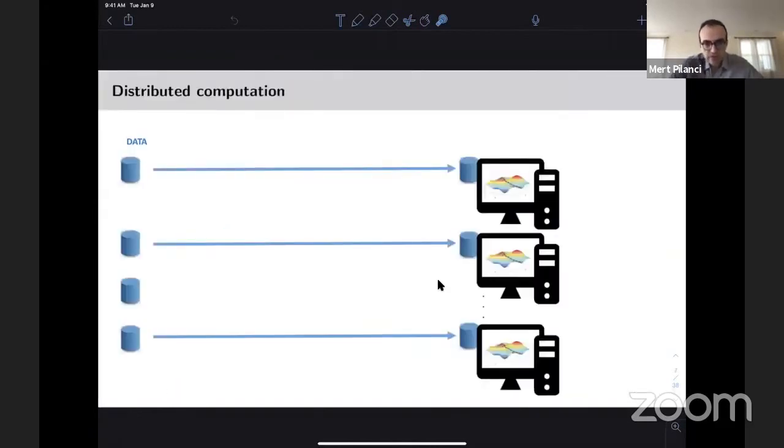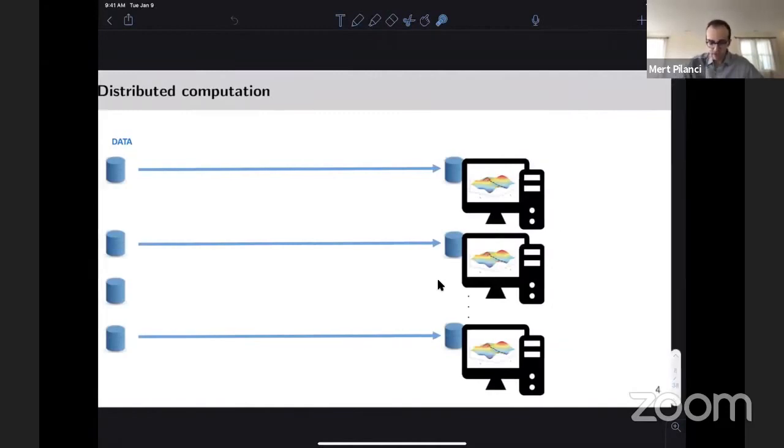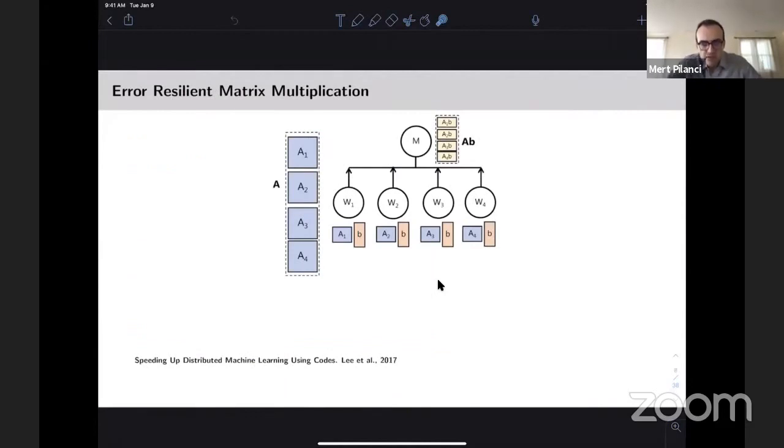So we will consider a distributed computation setting where we transmit local data sets to different workers, and we have lots of workers. Recently, there was a very interesting line of work in applying error correcting codes to distributed matrix multiplication and related problems. This one is from Lee et al. 2017. Here the task is to multiply a matrix A with a vector or some other matrix B. Typically you can split the matrix A into submatrices A1, A2, A3, A4, and then distribute these to workers. Normally they will multiply these smaller submatrices with B and then send the result to a master.